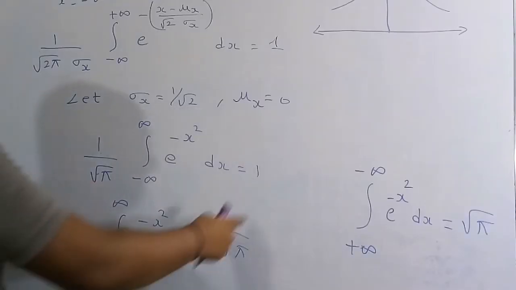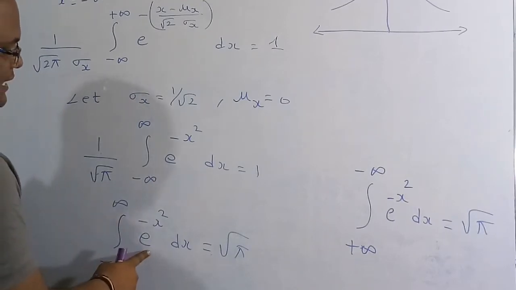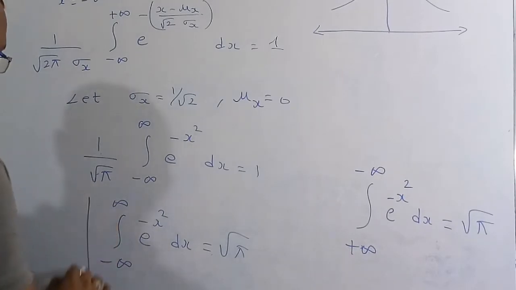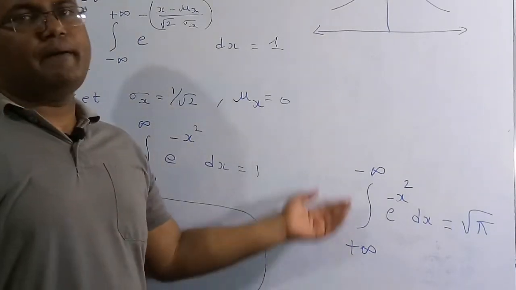So take the root pi to this side, we are going to get integration from minus infinity to plus infinity e to the power of minus x square dx is equal to root pi. So this is a formula that you always have to remember. Either you can go from minus infinity to plus infinity or plus infinity to minus infinity.